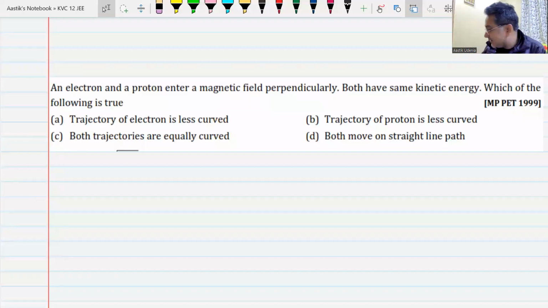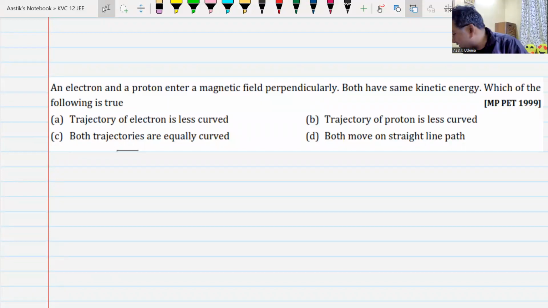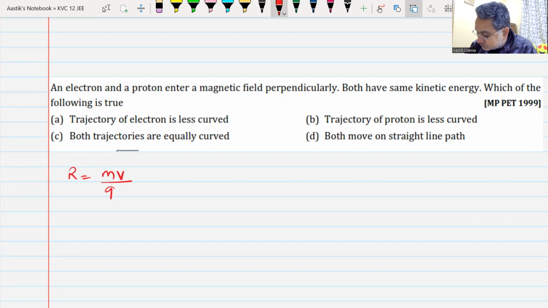Option B is correct. That is why I gave you that curvature thing, because I know what type of questions are coming. R is mv by qB. Now we are talking about electron and proton.